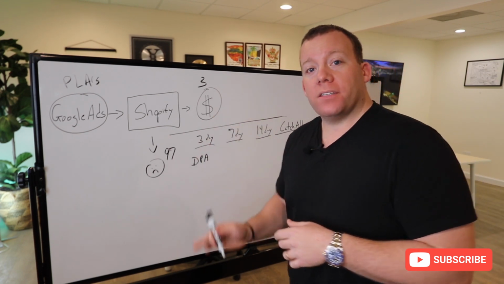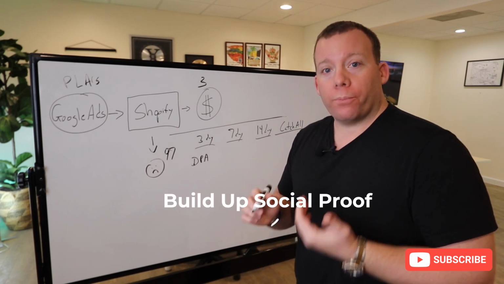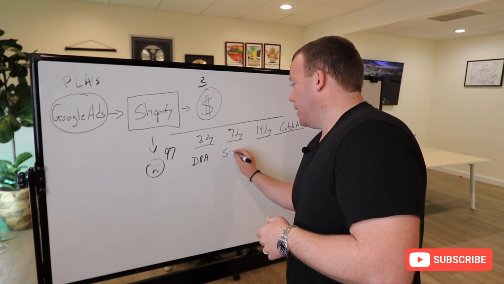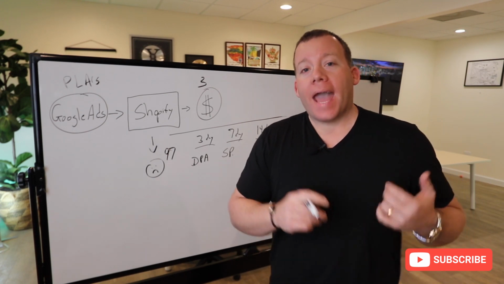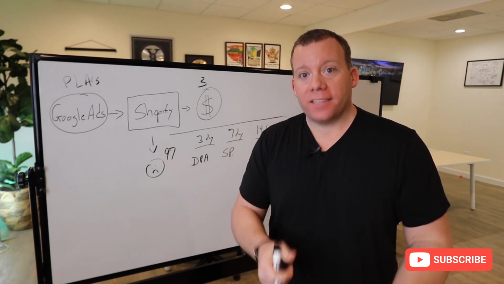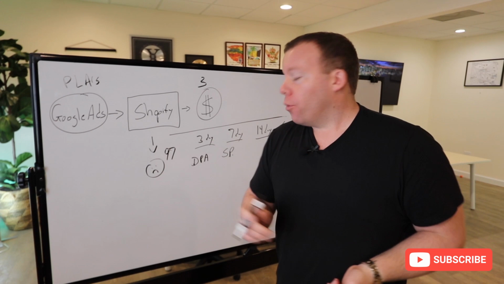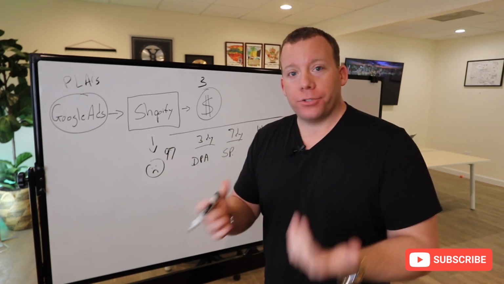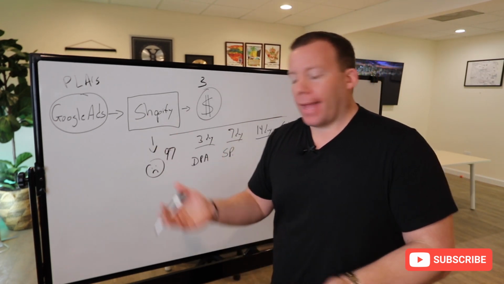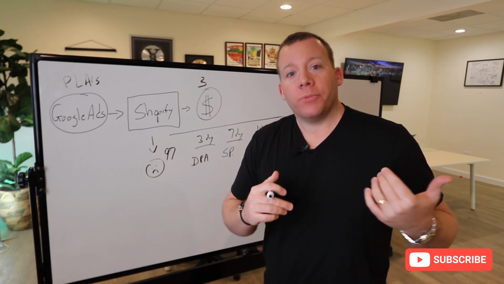Now in here, what we're trying to do is build up social proof. So I'm just gonna write SP for social proof. And what we're doing there is showing different testimonials from past customers. We also like to do a lot of different videos that are just saying like, hey, you visited antonswhiteboards.com and we saw you didn't purchase.